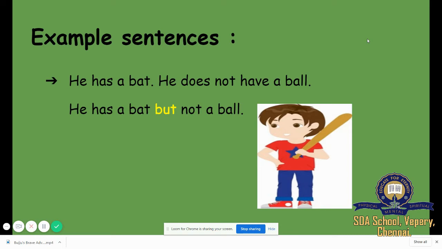Why? Because here there is a difference. What is the difference? He has a bat, but he does not have a ball. So to combine these sentences, we need to use but. He has a bat, but not a ball. So the correct usage is: he has a bat, but not a ball. So now are you clear with the sentence? Yes? So we use but to join sentences that are opposite.